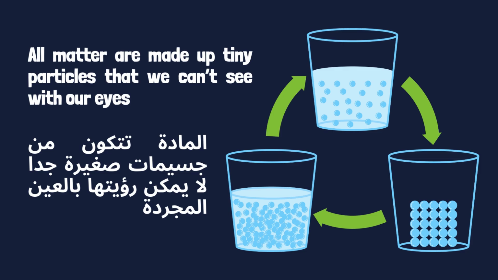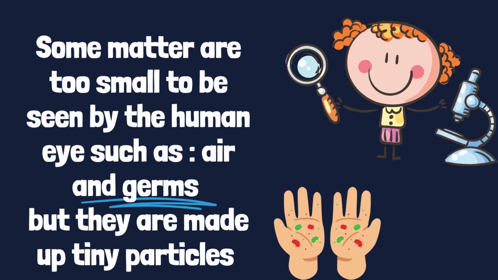Here we have a very important piece of information: all matter is made up of tiny particles that we can't see with our eyes. Anything around us that has mass and volume, okay, consists of tiny particles, very, very small particles, even if it is solid or liquid or gas. And these very, very small particles are so small that we can't see them with our eyes. We need a microscope to see these particles.